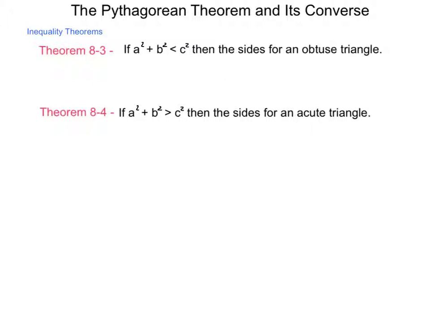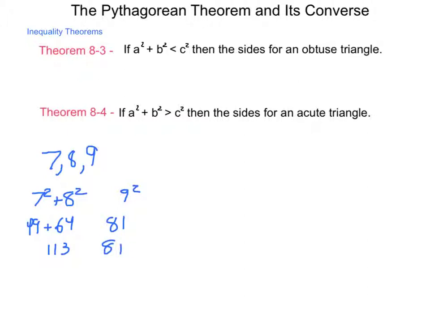So let's take a look at a couple sets and see what we come up with. What if the sides we have are 7, 8, and 9? What type of triangle will this make? Well, let's calculate these on their own. So we have 7 squared plus 8 squared. We want to know how that compares to 9 squared. 7 squared is 49, 8 squared is 64, 9 squared is 81. Adding this together, 49 plus 64 is 113, which compared to 81 is greater. So since our a squared plus b squared is greater, these will make an acute triangle.